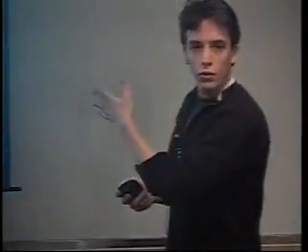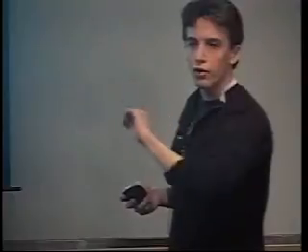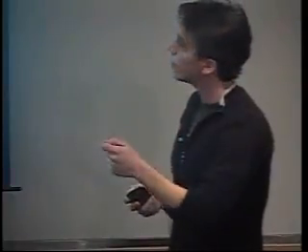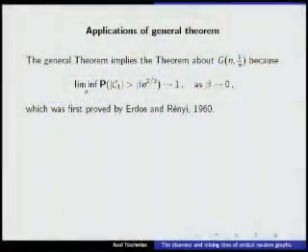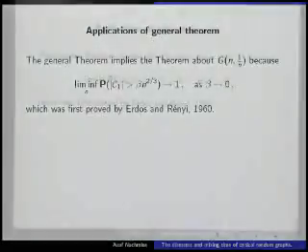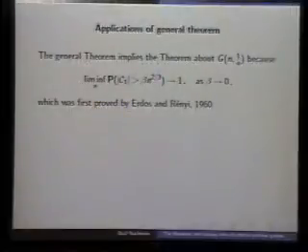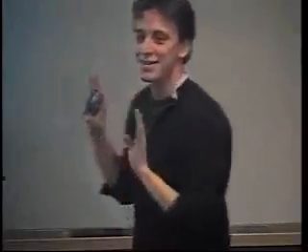So the minute you know this theorem for a general d-regular graph, you deduce immediately the theorem for the Erdos-Renyi random graph, because we know that at 1 over the degree, which is about 1 over n, components of size n to the 2/3 exist. And this was proven first by Erdos and Renyi. No doubt about that. This theorem as it's stated here.